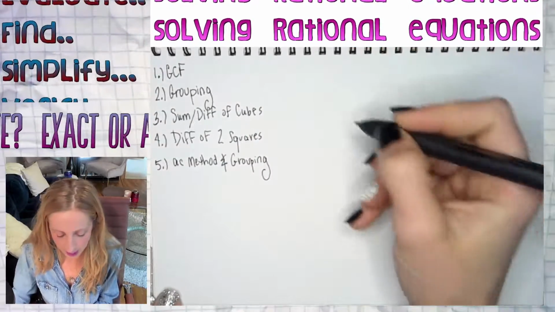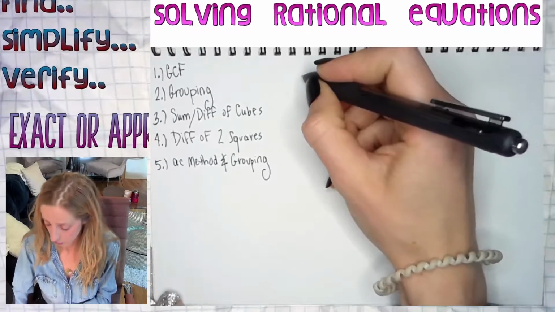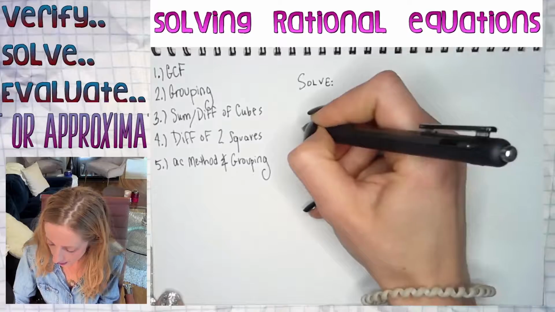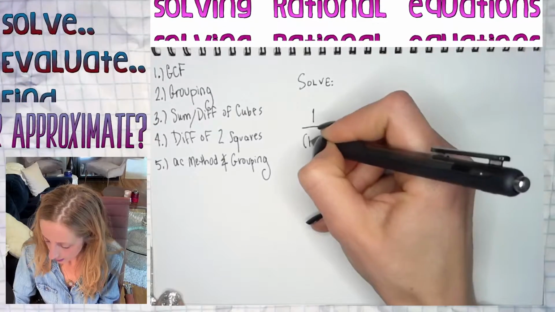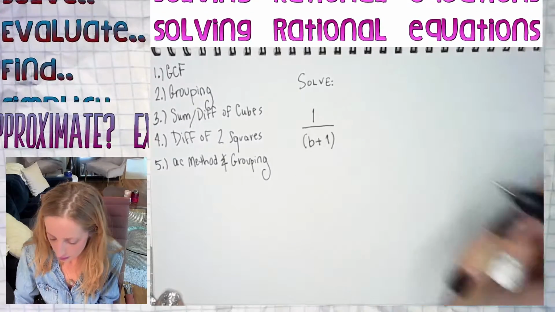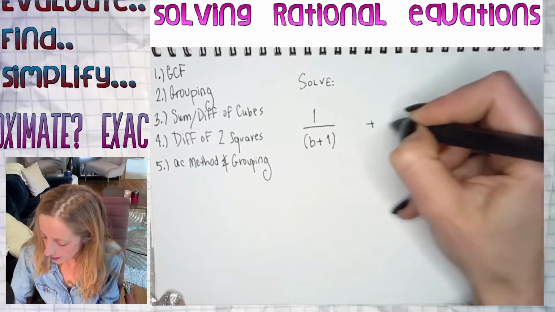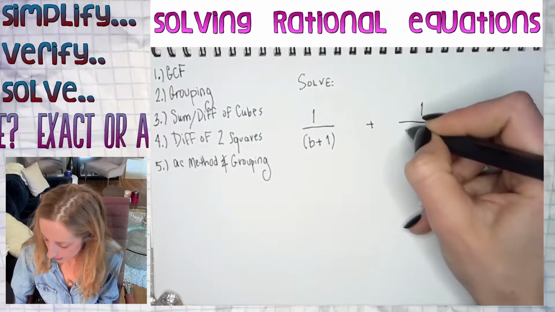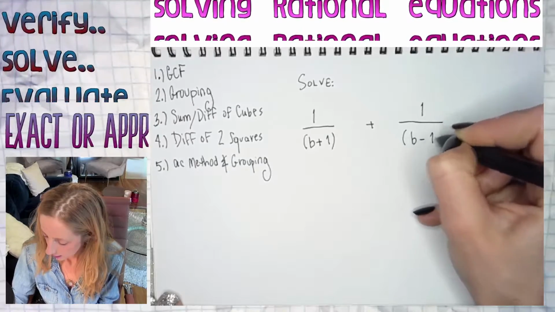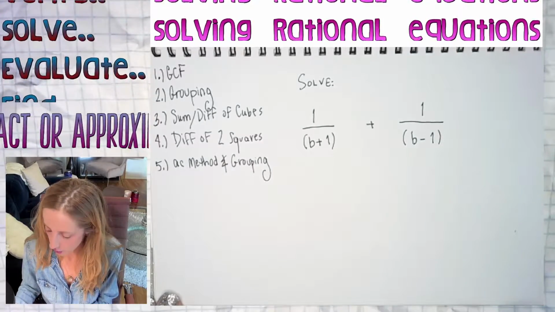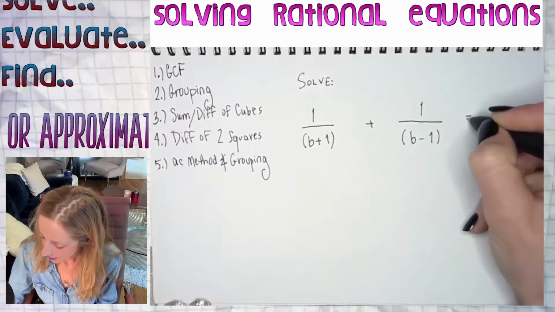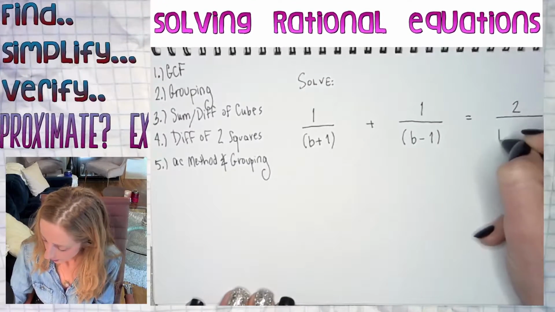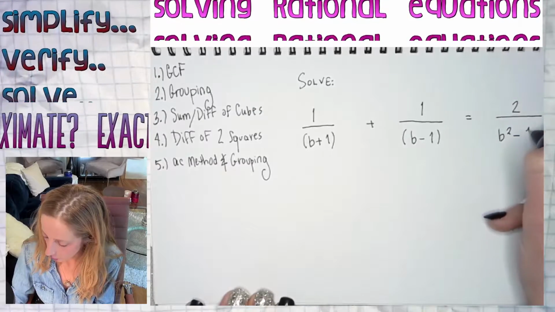So the first example we're going to do right now is we're going to solve the example 1 over, now I'm throwing some parentheses in here, b plus 1, plus, I'm leaving some room between them so we could kind of jazz them up a bit, make it a little bit better for us. 1 over b minus 1, and then that equals 2 all over b squared minus 1.